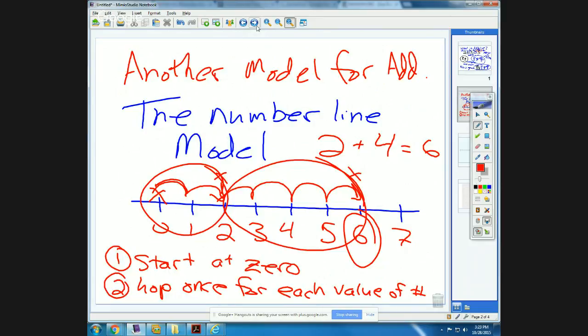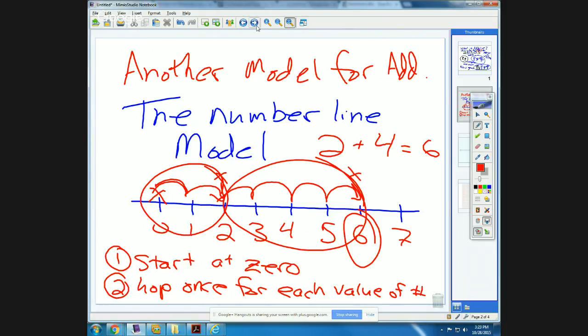And then, our third step is from where we landed, we hop for each value of the next number. And then where we land is the sum, right? So to the best of your ability, write down what you think the rules are for the number line model. What are the rules? I've written down 2 of them in my words.